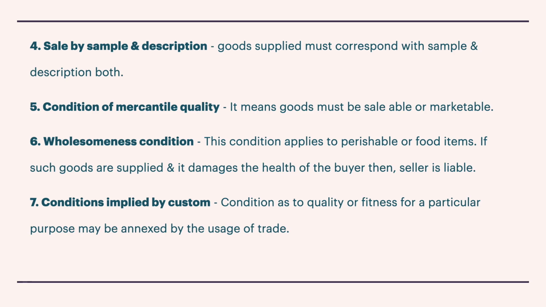Is that clear? A condition as to quality or fitness for a particular purpose may be annexed by the usage of trade. So the use of trading or the use of buying that product must be fulfilled. The objective or the purpose must be fulfilled. Is that clear? These are the 7 different implied conditions.